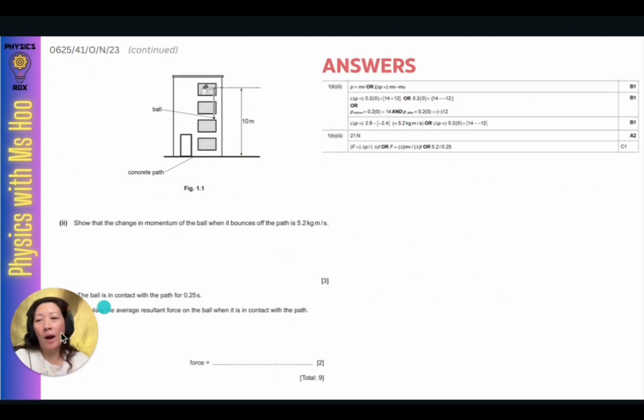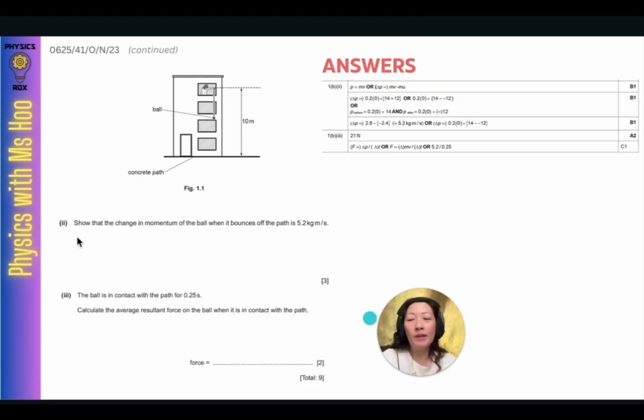Now let's look at 1B2. 1B2 says, show that the change in momentum of the ball when it bounces off the path is 5.2 kilogram meters per second. This question is a calculation question, but it's a proving kind of calculation. You need to prove that the change in momentum is 5.2 kilogram meters per second. So when solving this question, you do not start with 5.2. I've had students in the past who make this mistake. They saw, oh, change in momentum is 5.2, and they start off by writing change in momentum is 5.2 and they go on from there. That's not how you answer this question.